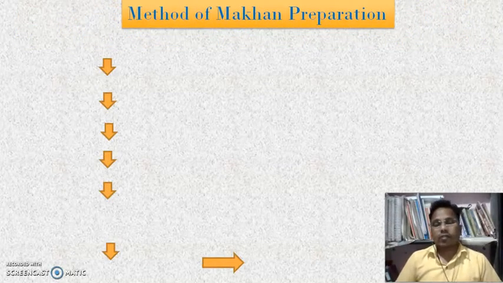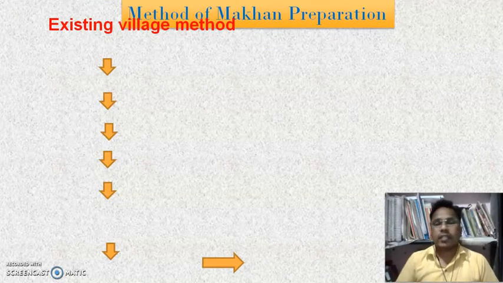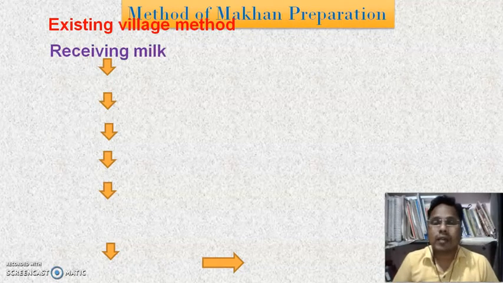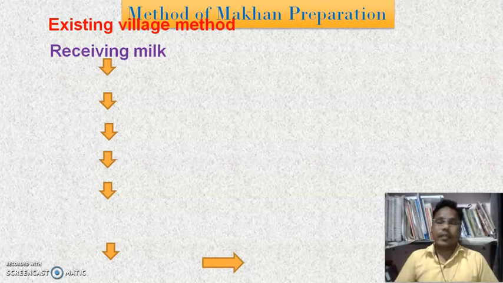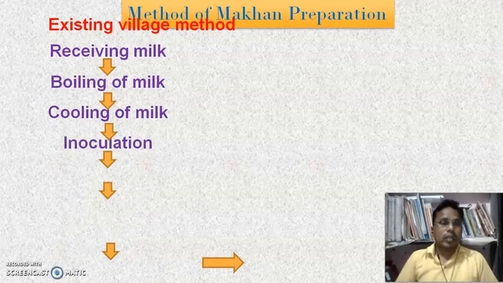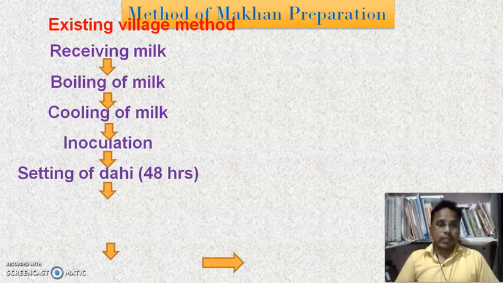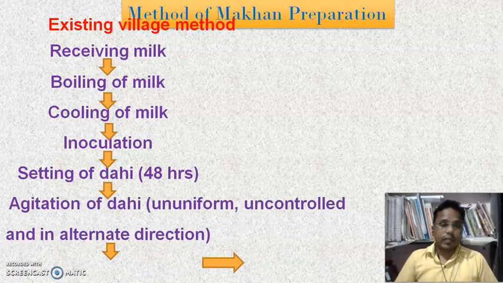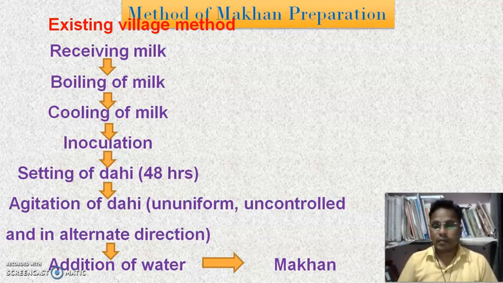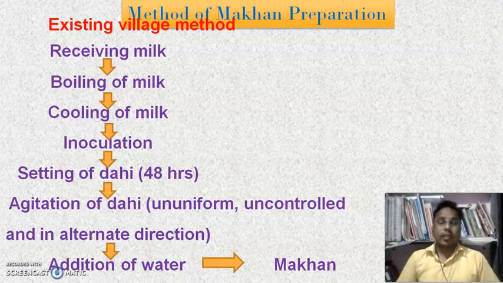and we have also seen the existing village method. So how the Makhan is generally prepared by the existing village method. We have seen the various steps like receiving milk, boiling of milk, cooling of milk, inoculation, then setting of dahi, agitation of dahi, addition of water for the washing of Makhan, and then the final product for the washing, that is the Makhan.